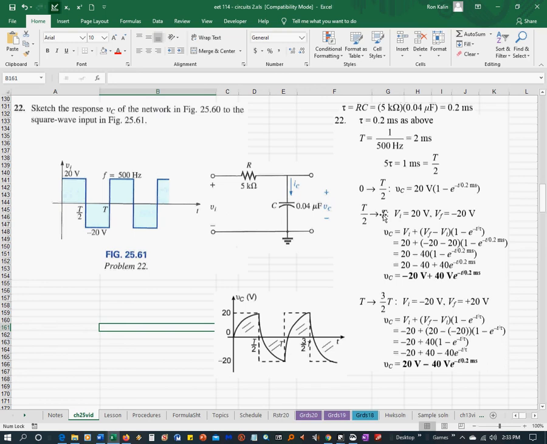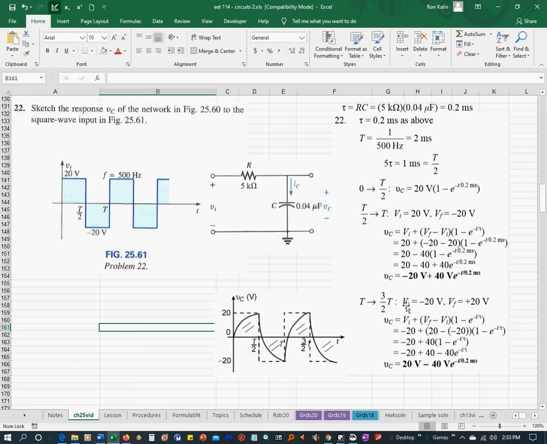And then from T over 2 to T, which would be this negative period right here, the initial voltage is 20 and the final voltage is negative 20. So then you use this formula, and then you plug in all the values, and you get this equation.